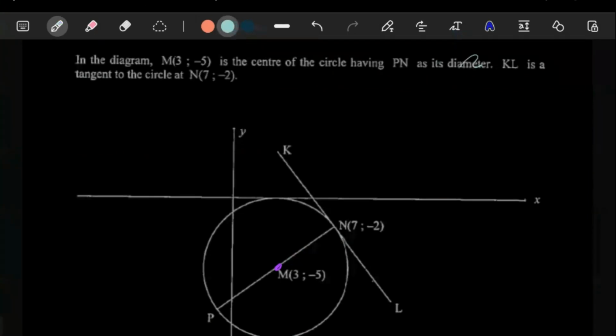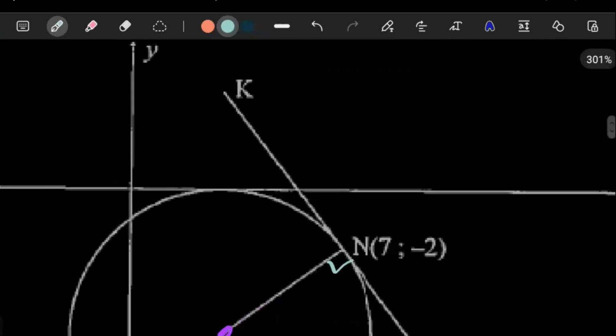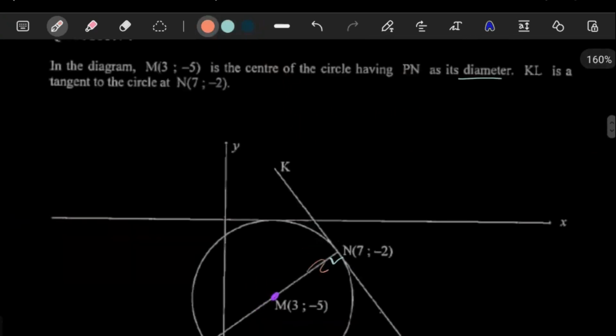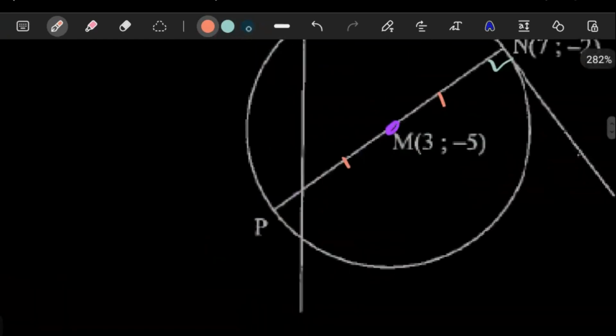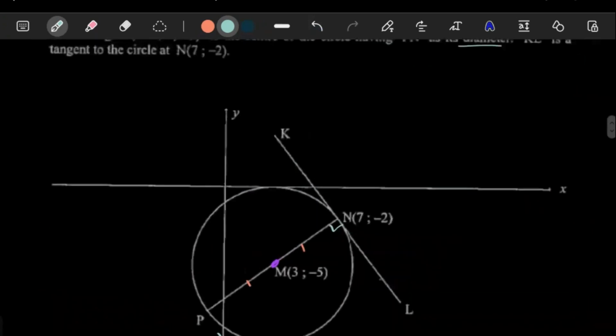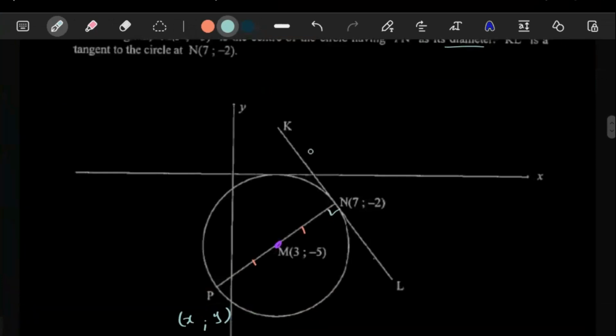So them telling us it is a diameter is important, because now we know at least that this is a 90-degree angle, tangent, perpendicular, radius. And we now know that these lines are equal. M is the midpoint of these two. So already we're anticipating that if they ask us for P, we can just use the midpoint formula, because we have the middle of the two lines and we have the other side. They said KL is a tangent. Yes, we can also anticipate them asking for the equation of the tangent to the circle.